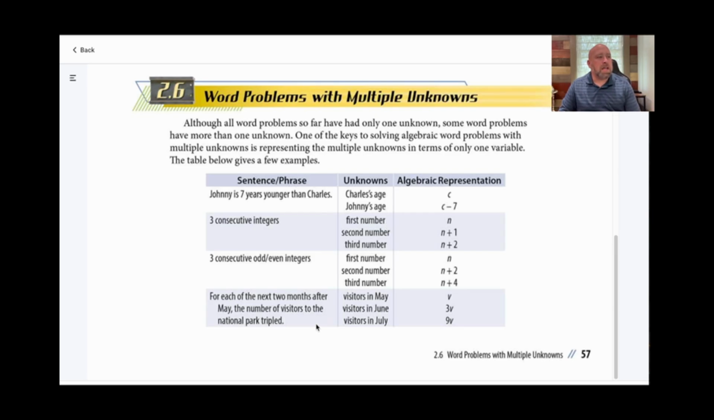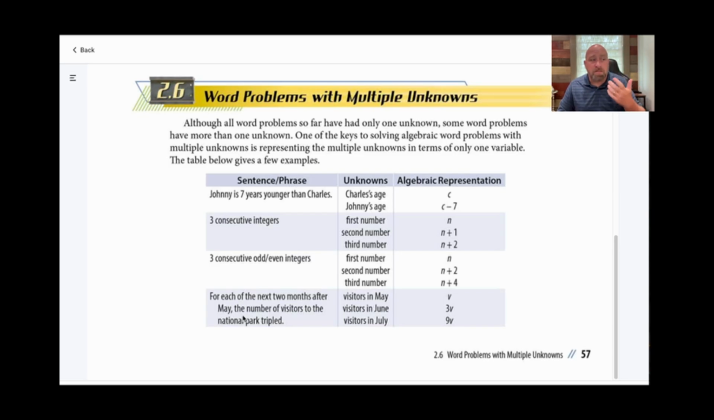For each of the next 2 months after May, the number of visitors to the national park tripled. So, okay, which one don't we know anything about? For the next 2 months after May, the number tripled. Oh, so we know things about the months after May. They tripled, which means times 3. But we don't know anything about May. May might be 10, it might be a million, we don't know how many visitors showed up at this national park. So May would be the X.